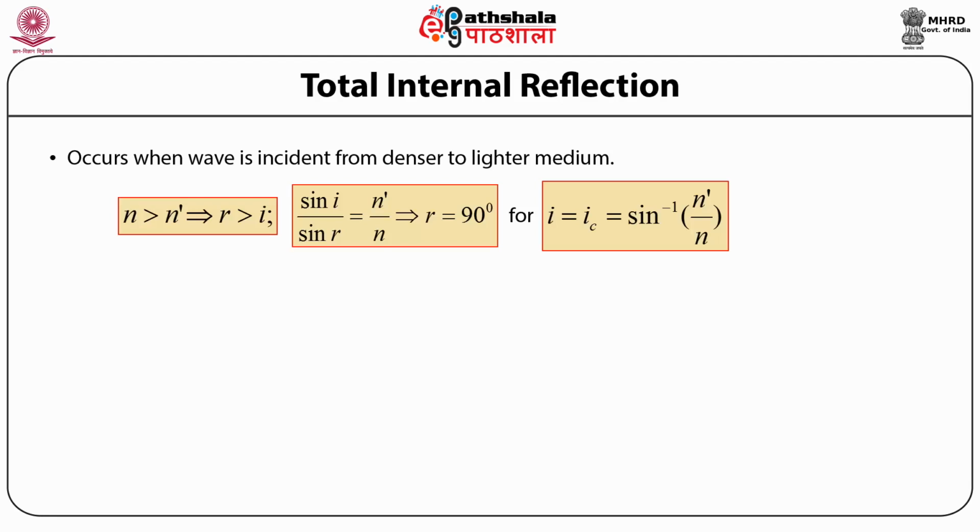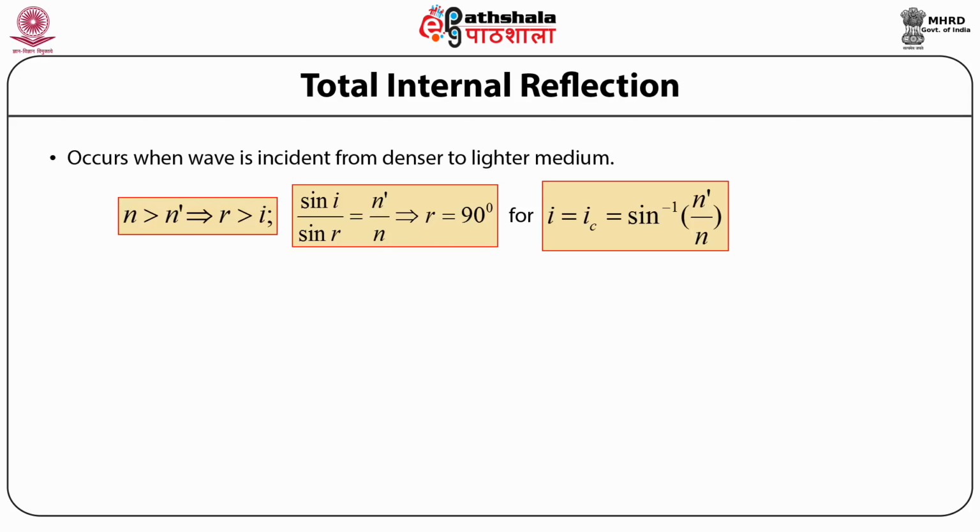Now let us look at this particular case where the angle of refraction becomes equal to 90 degrees. Now this can always happen because if we go on increasing the angle of incidence, and since in this present case we have seen from Snell's law that the angle of refraction will always be greater than the angle of incidence, for a particular value of angle of incidence, the angle of refraction will become equal to 90 degrees. And this angle of incidence for which the angle of refraction becomes equal to 90 degrees is called the critical angle of incidence and is denoted by i subscript c.